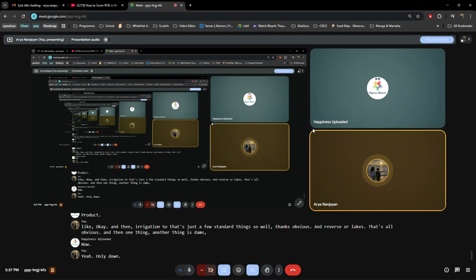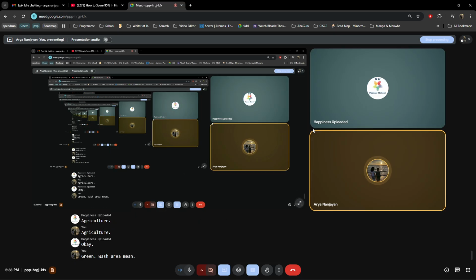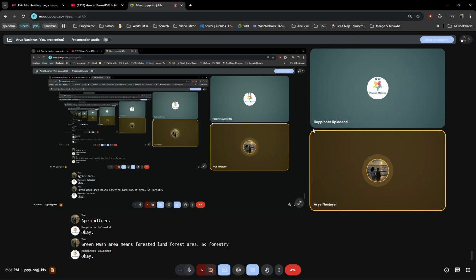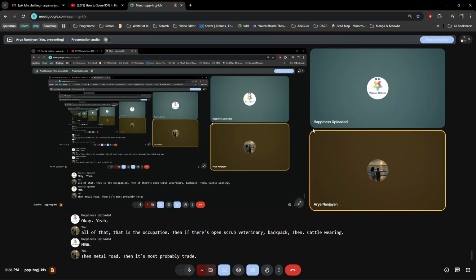Now, finally, occupation. Yellow wash area means cultivable land, so agriculture. Green wash area means forested land, forest area. So forestry, timber harvesting, all of that. That is the occupation. Then, if there's open scrub, backtrack, then cattle rearing. Then metal road, then it's most probably trade. If there's a good form of transport, then trade.